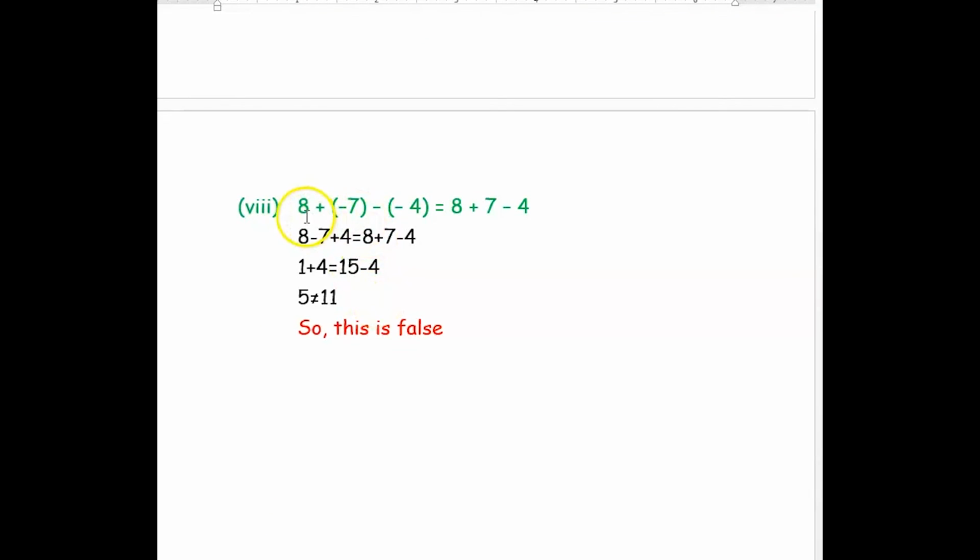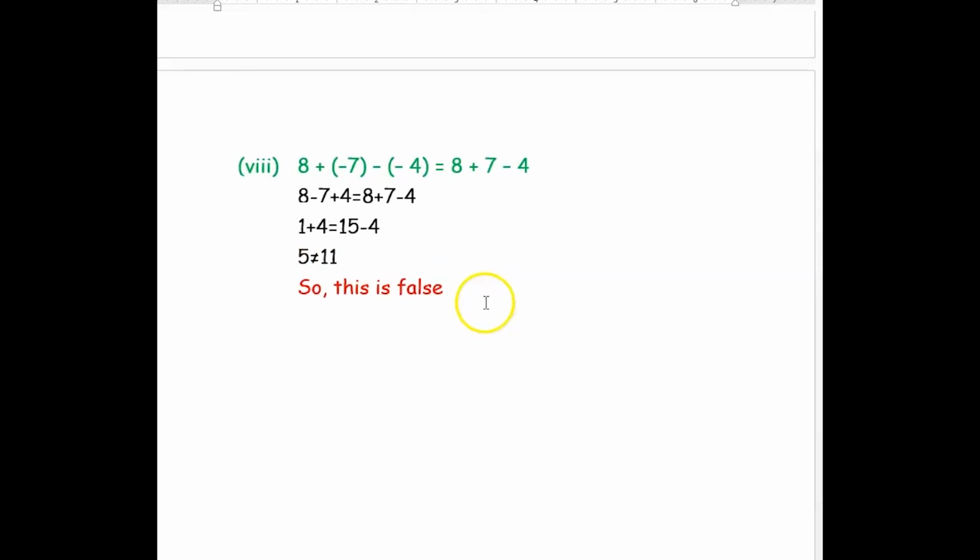Next is given: 8 plus negative 7 minus negative 4 equals 8 plus 7 minus 4. See, if you simplify this, 8 plus negative 7 will be 8 minus 7. Minus negative 4 will be plus 4. So the left side is 8 minus 7, which is 1, and 1 plus 4 is 5. If you go to the right hand side, 8 plus 7 will be 15, and 15 minus 4 is 11. So they both are not equal. So this statement is also false.